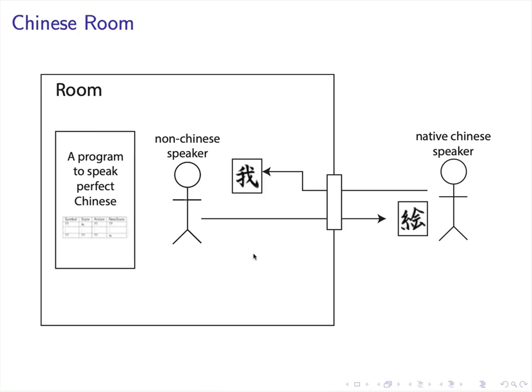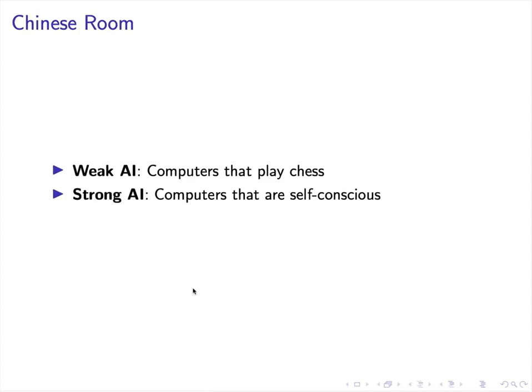So this is a strong objection against artificial intelligence, because here we are distinguishing between being a Chinese speaker and having a program to speak perfect Chinese. And he's saying, well, these two things are different. Okay. It's a bit of a tricky concept.